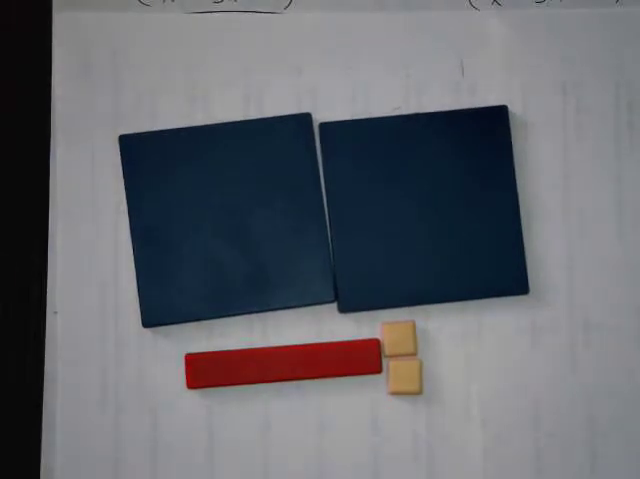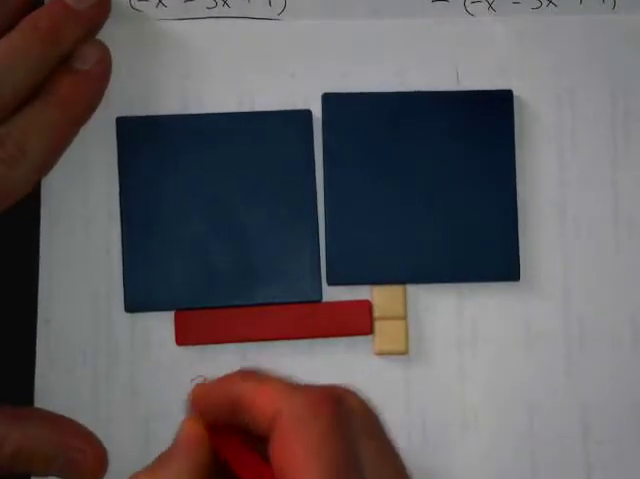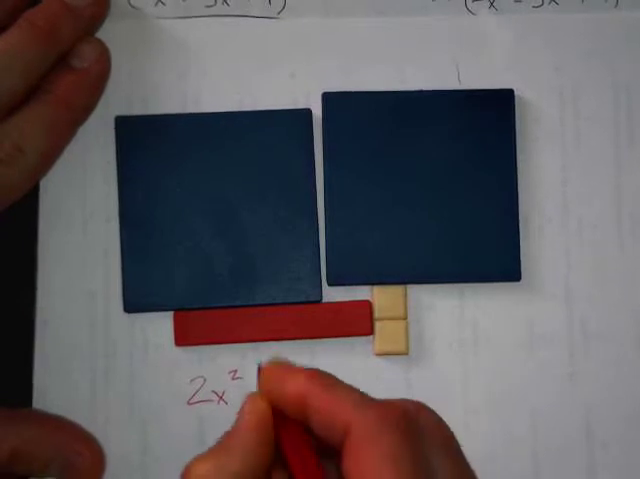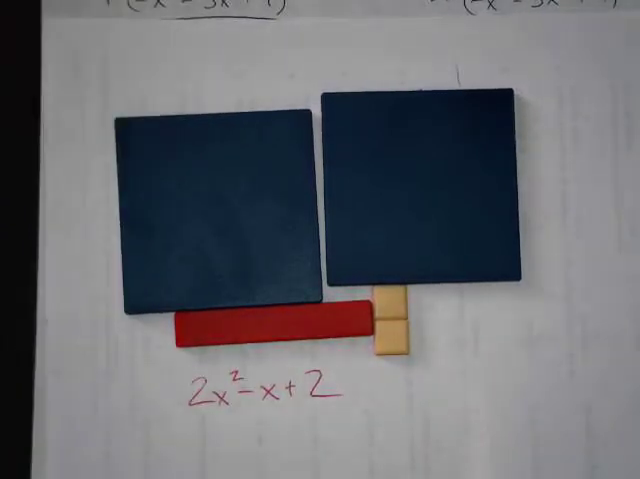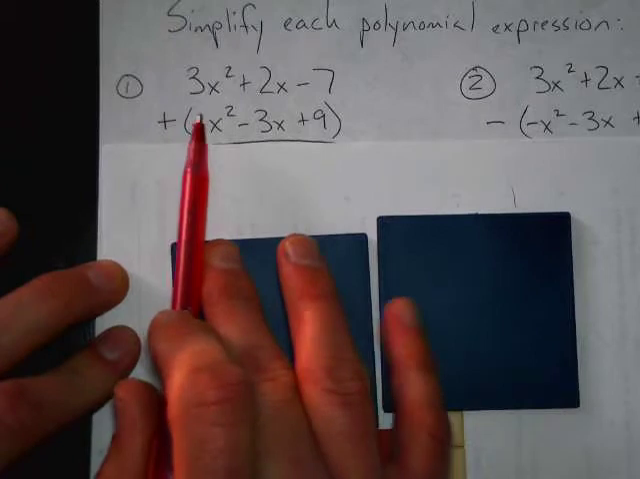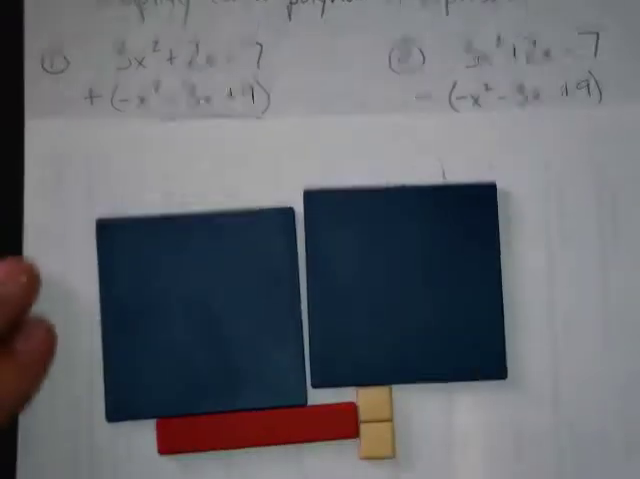Okay, so this expression then is what we're left with. We're left with 2x squared minus an x plus 2. That's what we are left with. And so that's how we would model what just happened with number 1. So all of this is going to leave us with 2x squared minus x plus 2.